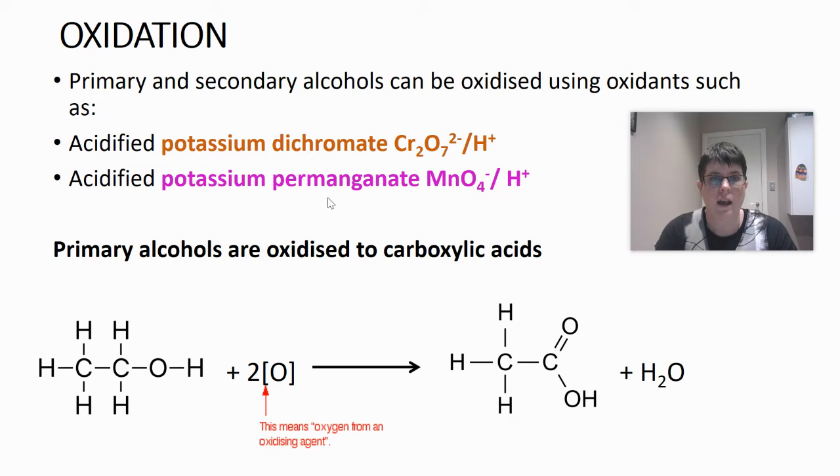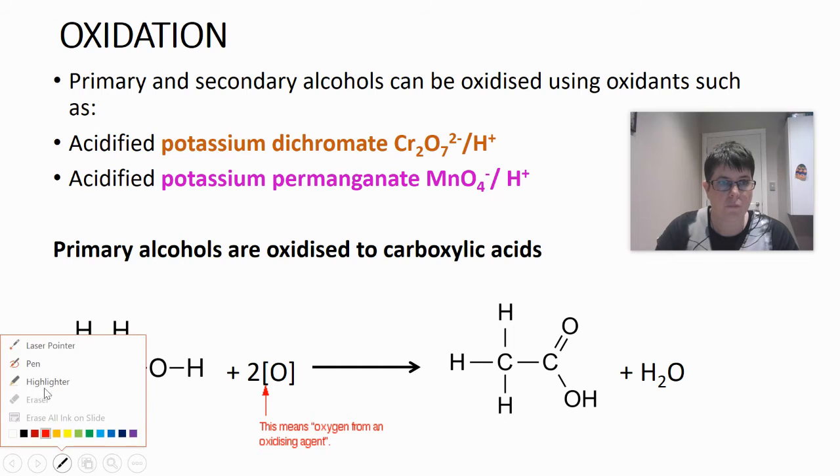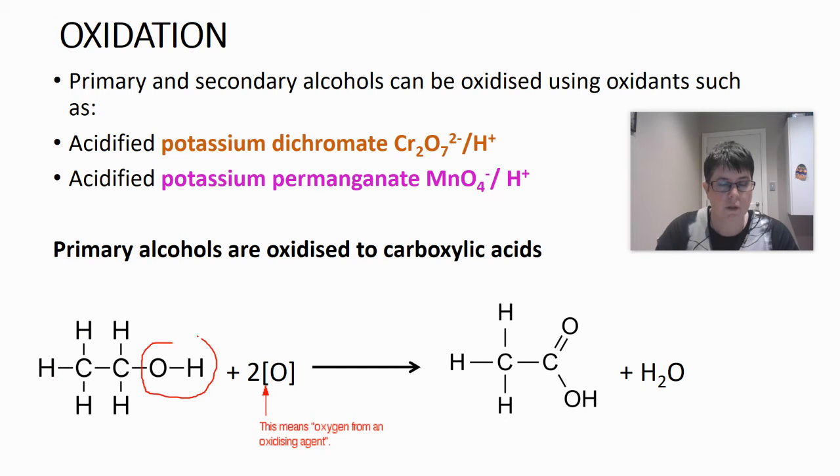Primary alcohols are alcohols where the hydroxyl group is attached to a carbon that is attached to only one other carbon. So primary alcohols have the OH group at the end of a hydrocarbon chain. Therefore, they oxidize to carboxylic acids. This is the carboxylic acid group with a double bonded oxygen and a hydroxyl group.